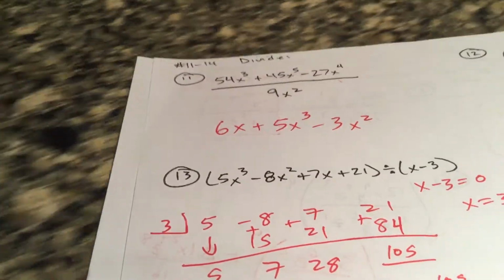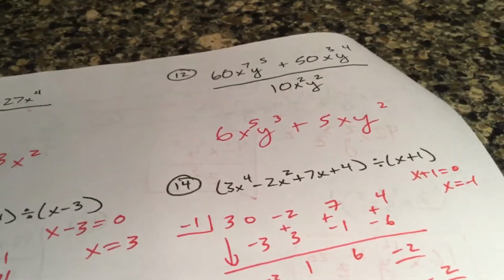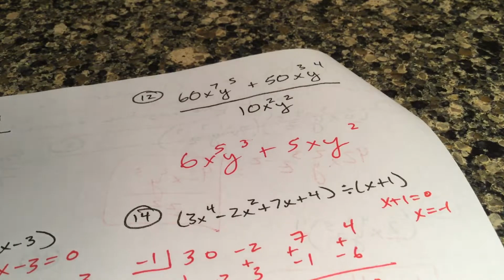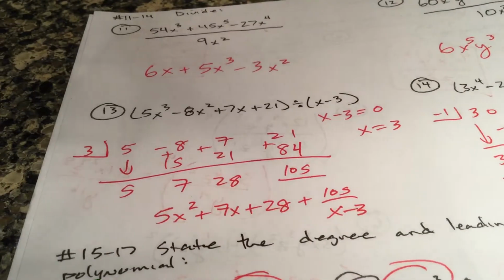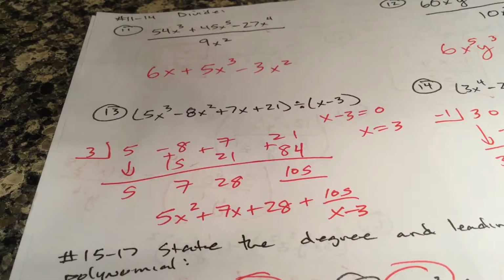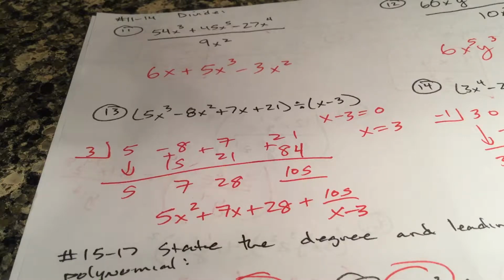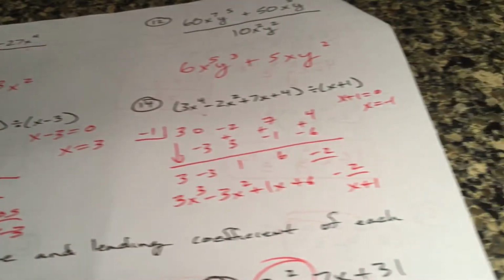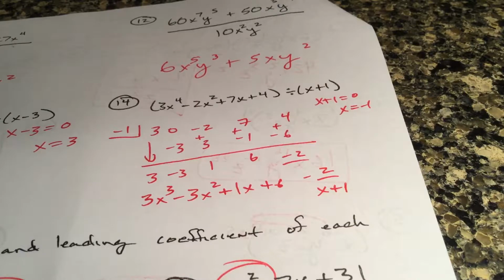Number 11, you divide everything by 9x squared. Take 2 away from the exponent of x. Divide everything by 10x squared y to the second. Everything with x has 2 power less, same thing with y. Divide, set x minus 3 equal to 0, put 3 in the cubby, multiply and add. Everything's 1 power less, 105 is your remainder. Set x plus 1 equal to 0, negative 1 goes in the cubby.